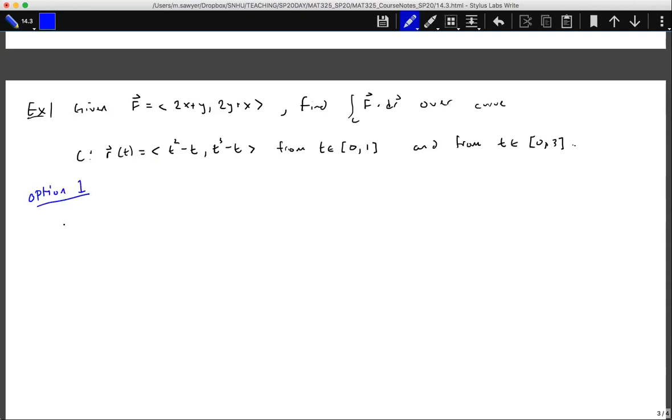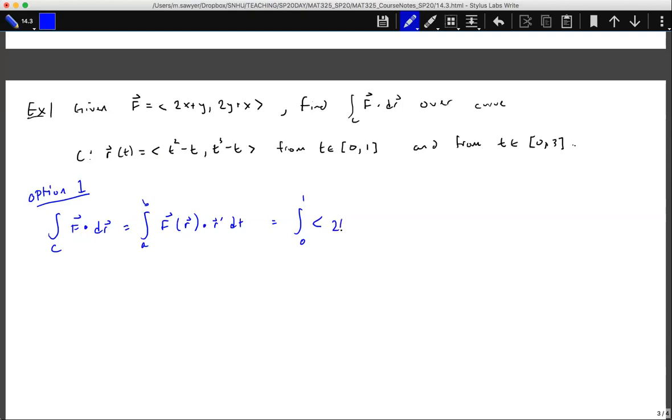Let's do it using the definition of our line integral. So we use this definition here, from A to B of our vector field evaluated at r dot r prime dt. So this gives us, from 0 to 1, our vector field. So we substitute our vector r into our vector field.